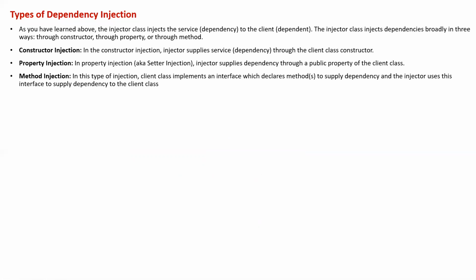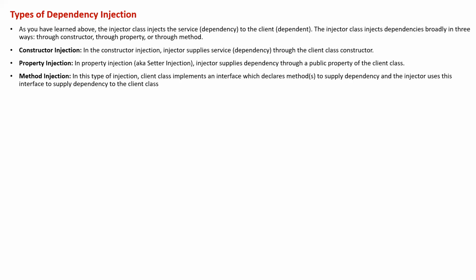Okay, so what are the types of dependency injection we have, and how are we going to achieve them? As you learned above, the injector class is injecting the service to the client. That is, service is a dependency, client is a dependent. The injector class injects the dependencies broadly in three ways: through constructor, through property, and through method. Constructor injection is nothing but the injector supplying the dependency, like a service class, to the client class constructor. So through the client class constructor, the service is pushed into the class.